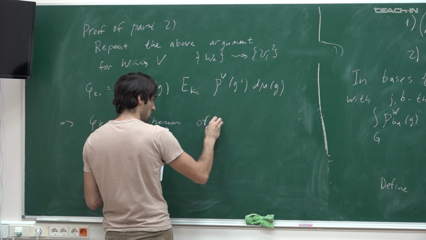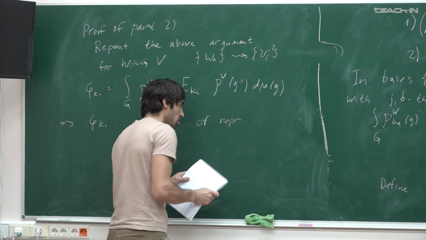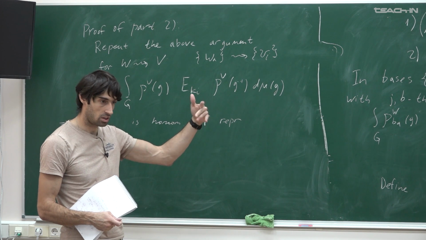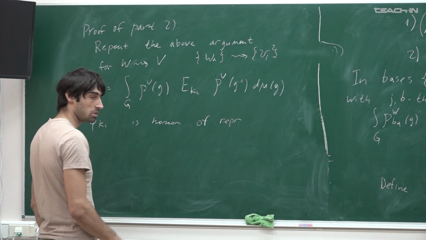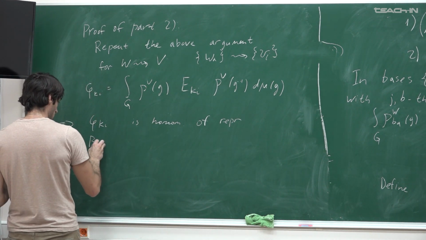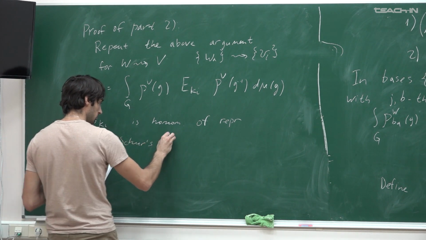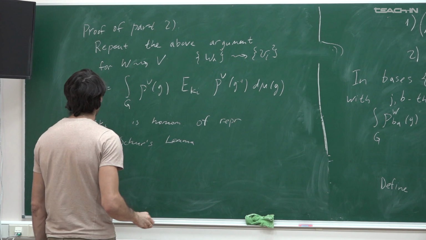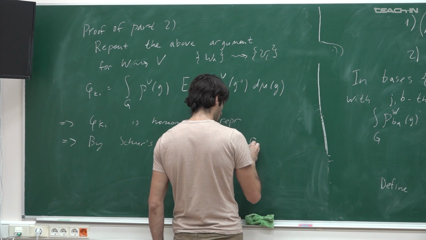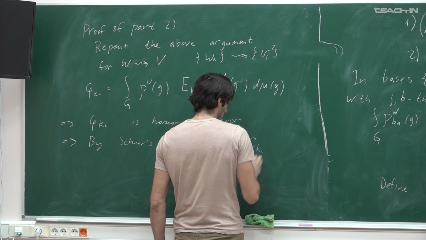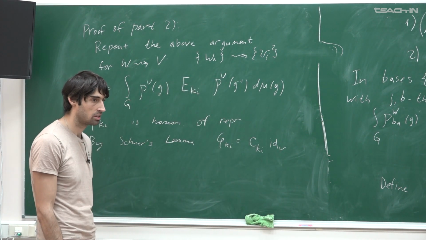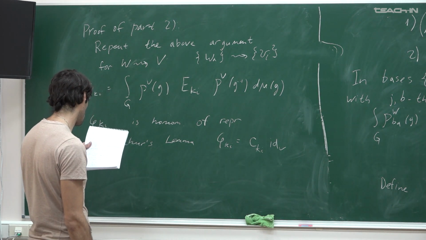of representations. So phi is from V to V now, and it commutes with the action of G on V. So then by Schur's lemma, we know that phi_ki should be some constant C_ki times the identity on V, right? So we just need to compute this constant.